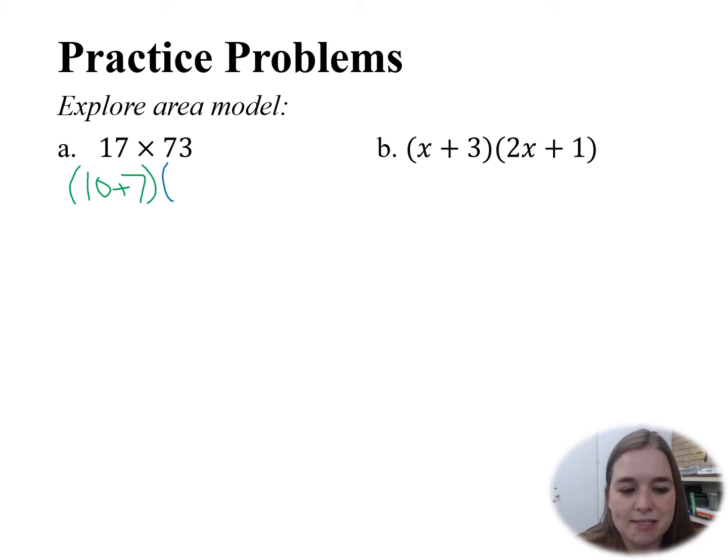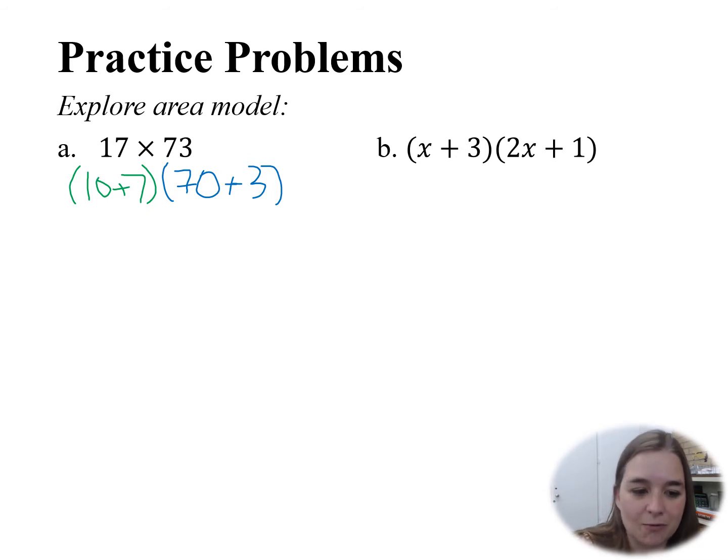And I can do the same thing with 73. Multiplying by 70 and multiplying by 3 are much easier than trying to multiply by 73. So what I'm going to do is I'm going to represent these two different expressions now that I've broken them up into their components. What do we call that in elementary school? I decomposed my numbers. Now I'm going to build it into the area model.